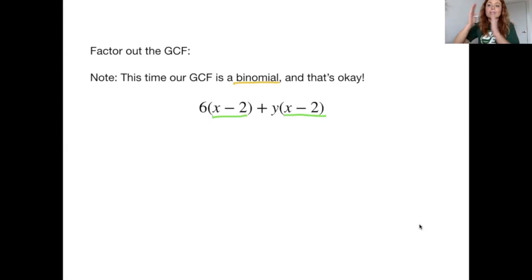Both of those terms share an x minus 2. So we can factor that out one time. So we rewrite that common term, x minus 2, in parentheses. And then we're going to take those other pieces that are left, 6 plus y, and put them in parentheses, and they make their own term.